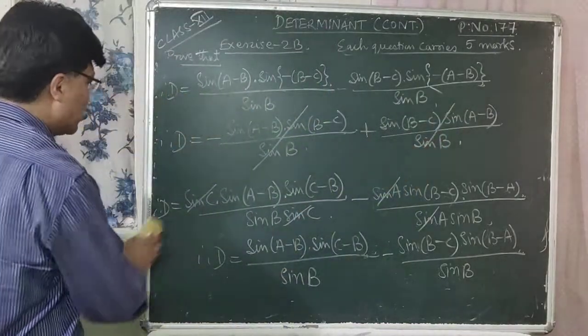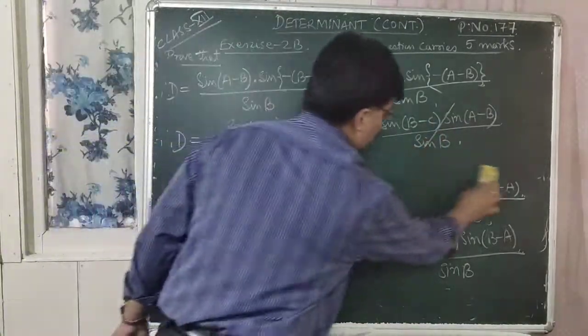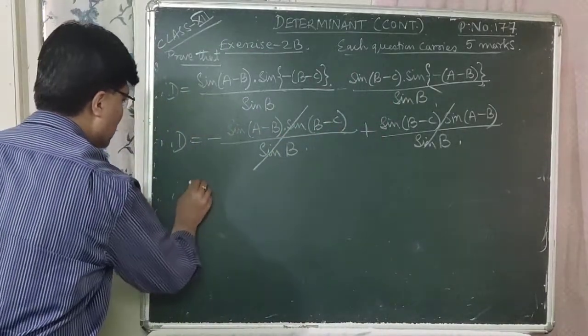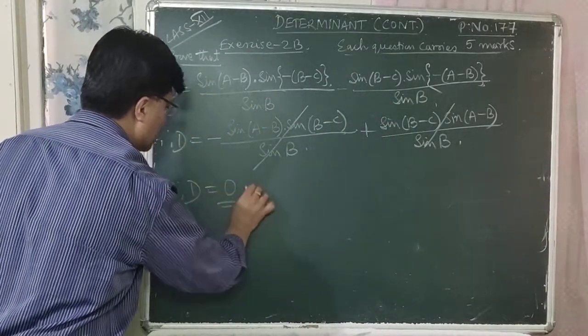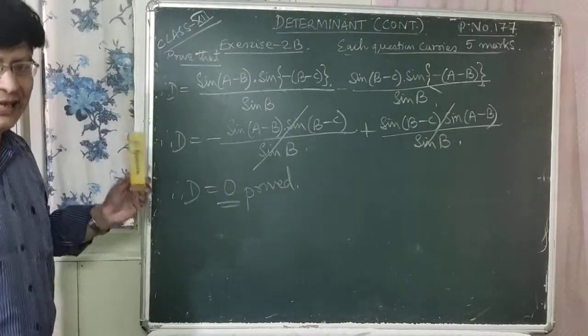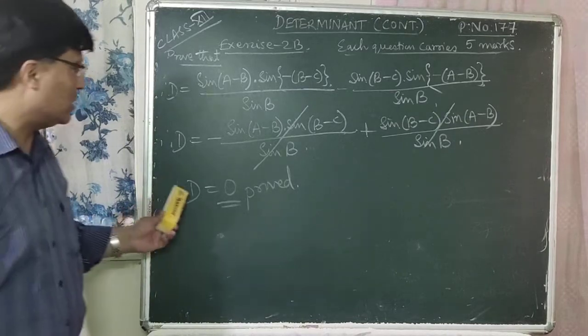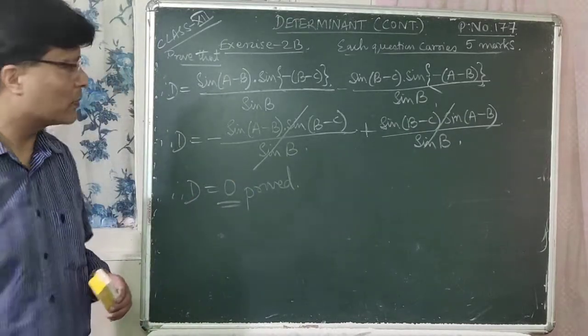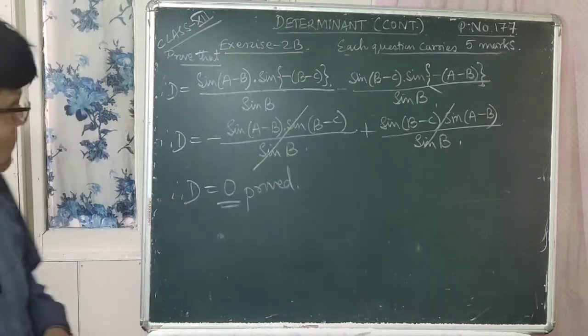That means, what is the value of d? So what is the value of d now? Therefore, d is equal to 0. Proved. So I have proved that LHS is equal to RHS. So d is equal to 0. Proved. Understood?